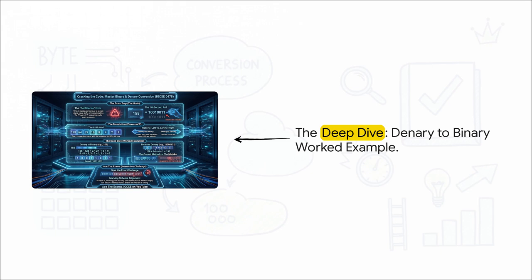Next is 32, still too big. Put a 0. Next is 16. 16 fits into 27. Put a 1. Subtract 16 from 27, leaving 11. Move to the 8. It fits, so put a 1. 11 minus 8 leaves 3.